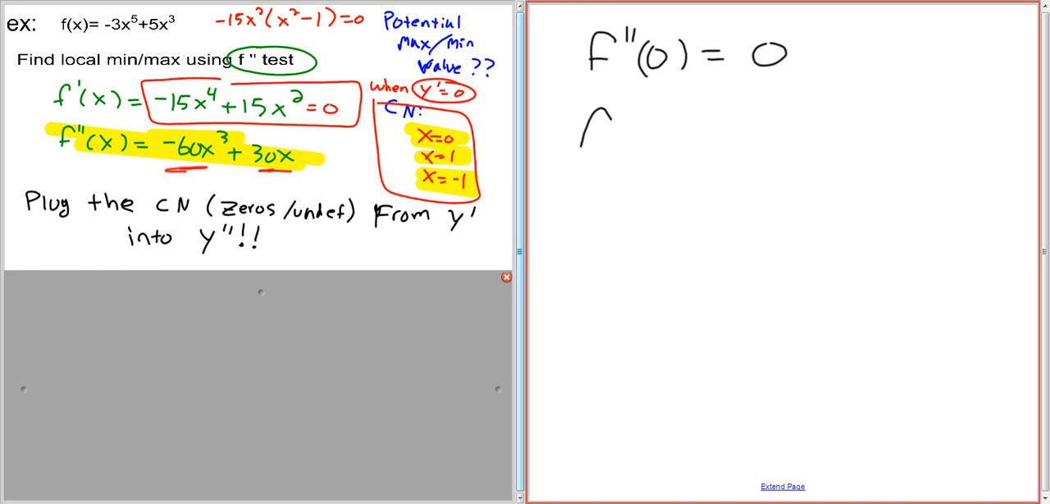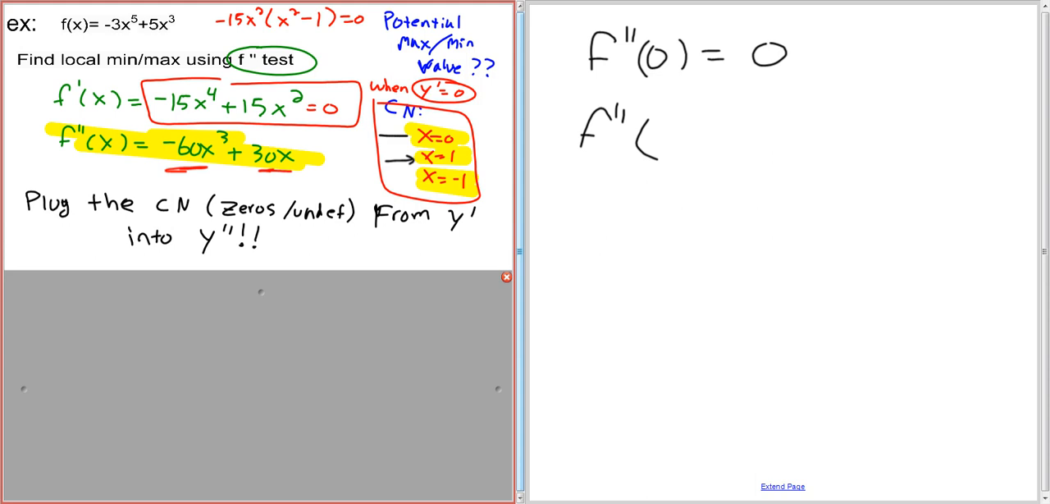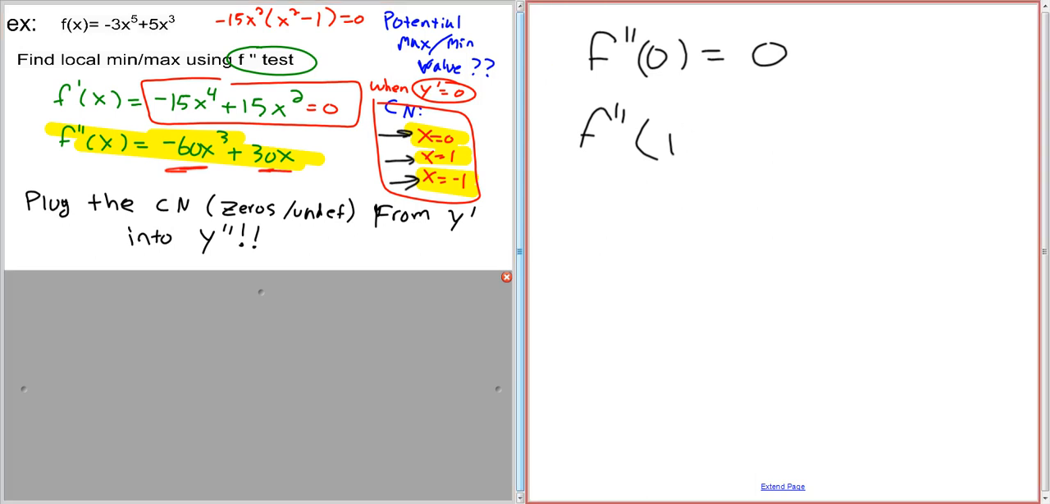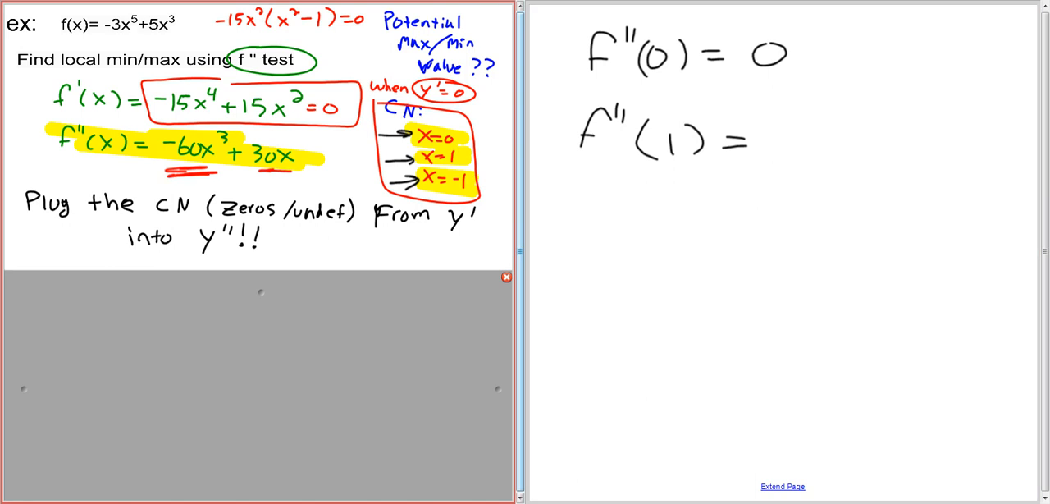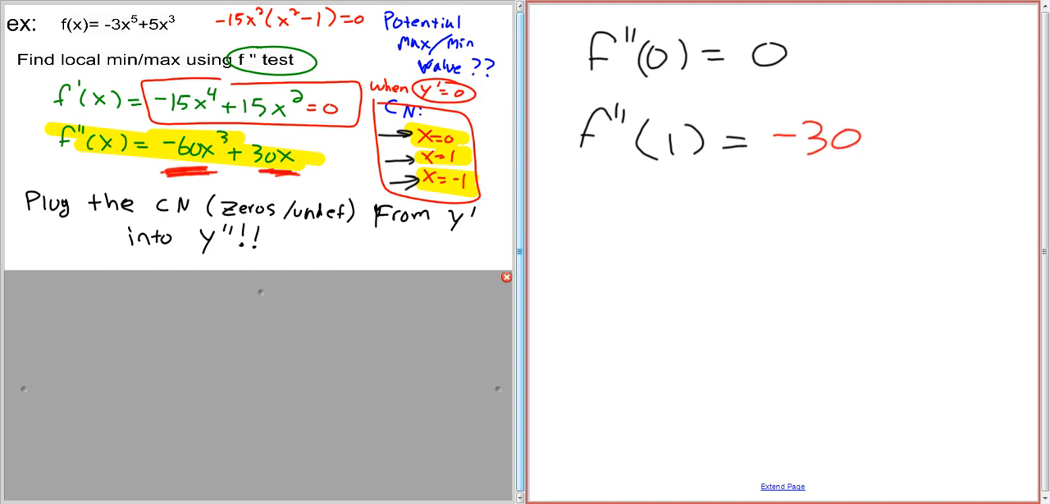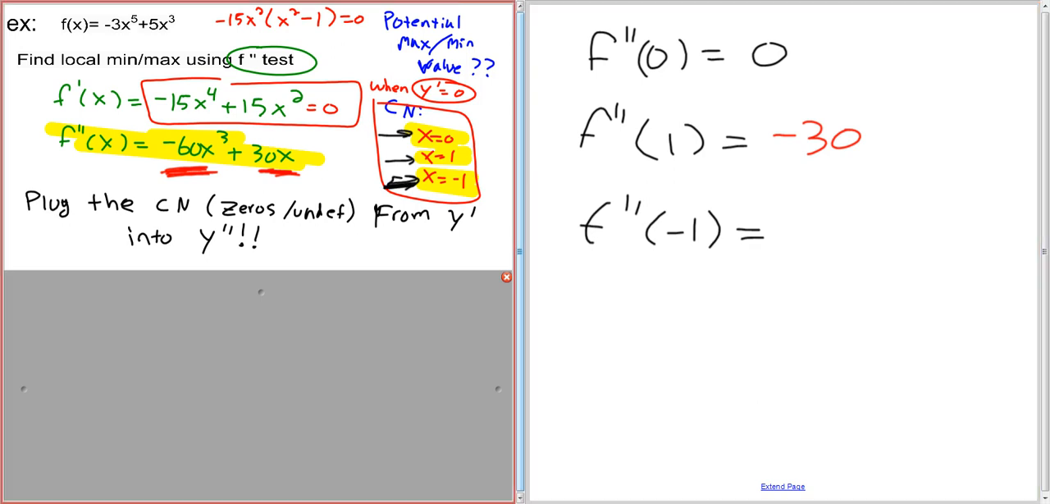What about f double prime when x is equal to, and notice I'm taking these numbers right here, right? When x is equal to 1. Well, I'm going to take that and plug it in over here again. So let me just show you. Right here, right here. And I plug in the 1, I have negative 60 plus 30, I have negative 30 for an answer. And then I need to take my second derivative and look at negative 1. That's this number right here, right? You see it? And that's this guy. And we're going to take that and plug it in here and here.